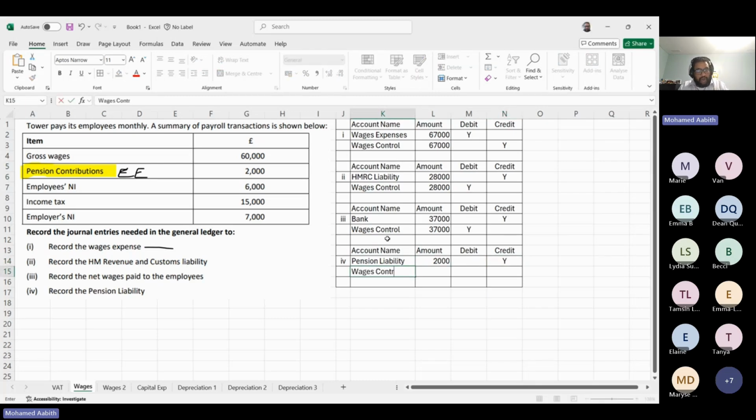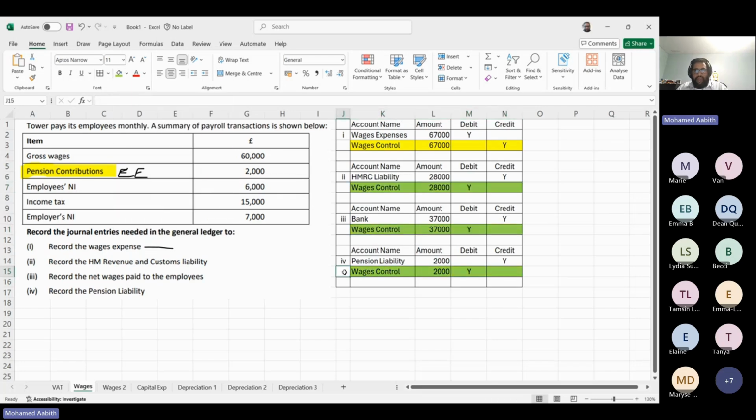And the last one is wages control, £2,000, debit 5,000. Now here, what do you notice? This wages control account has a credit entry, and these three wages control accounts have debit entries. So here, let me put them here. Now, can you see the credits are equal to your debits? If you add all of them here, 30,000 and 67,000. Can you see here? The balance of the wages control account will be zero. Zero, nil, nothing else.